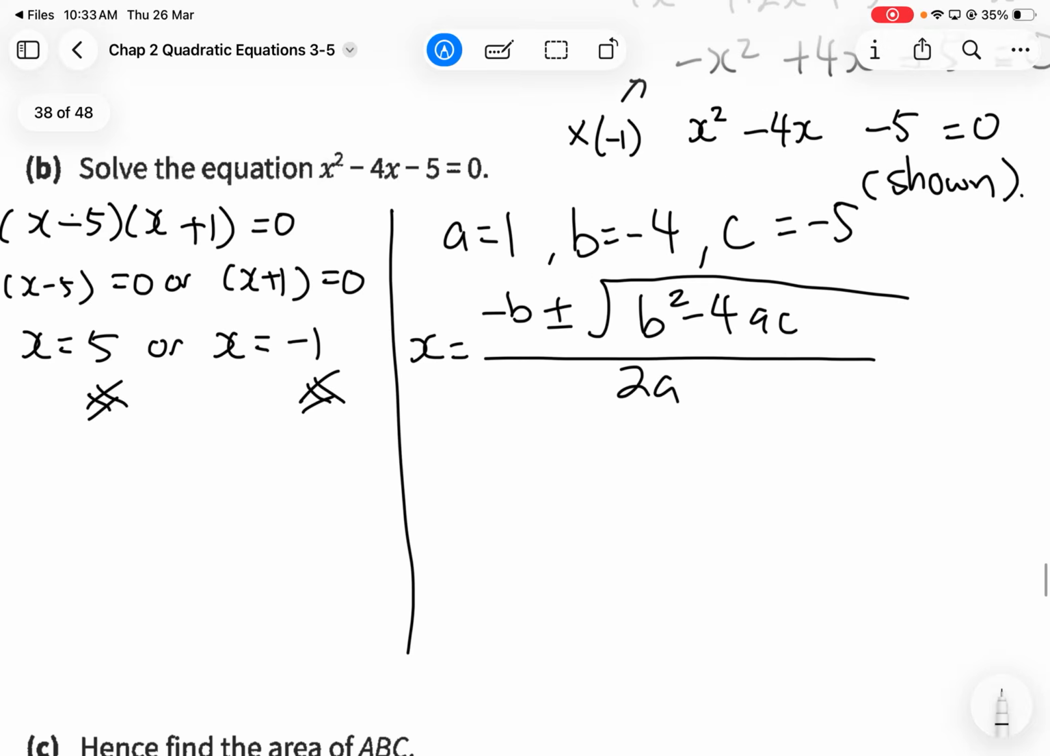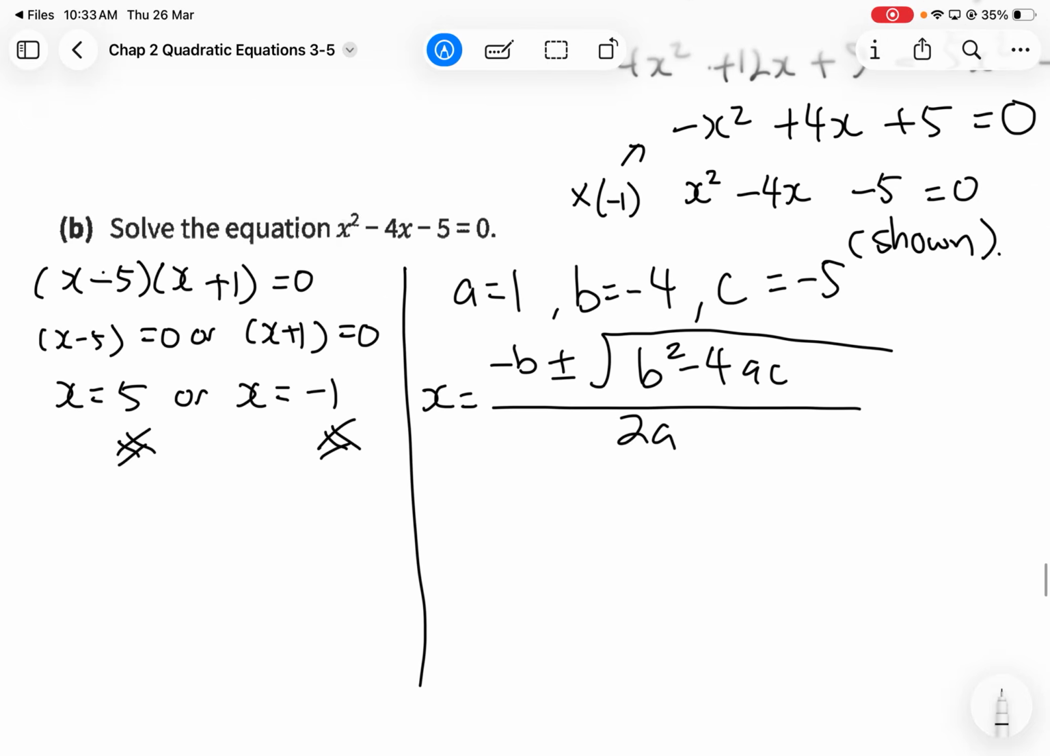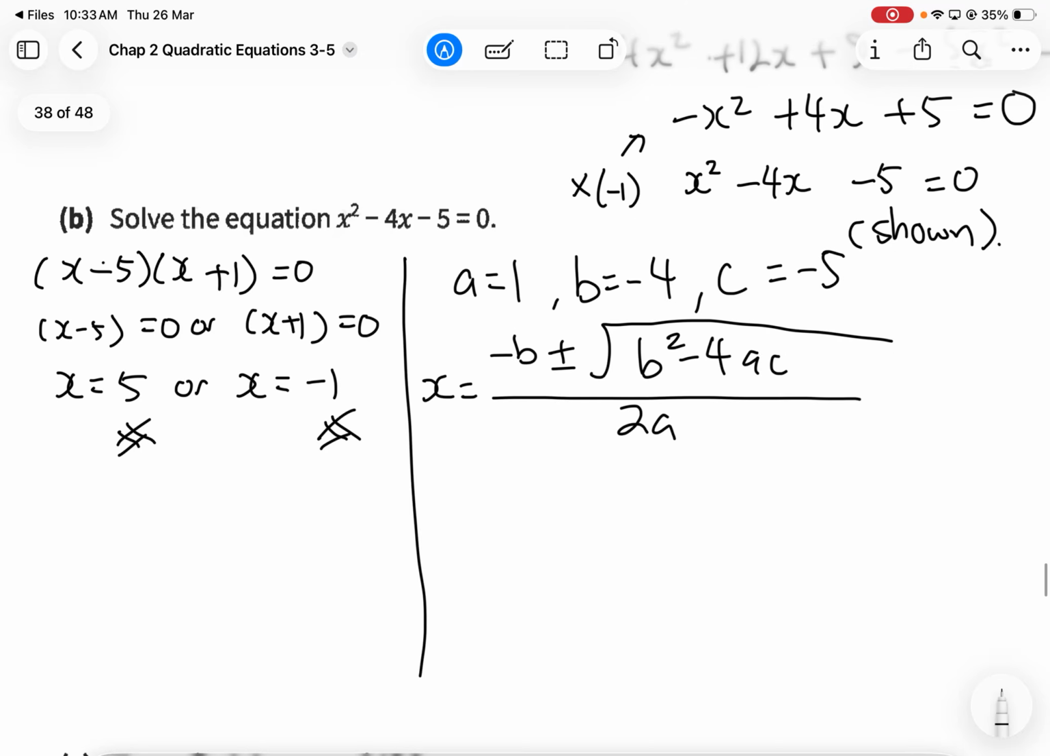Okay. So if you cannot see the factorization, it's okay. Use your quadratic formula. But make sure you substitute correctly.